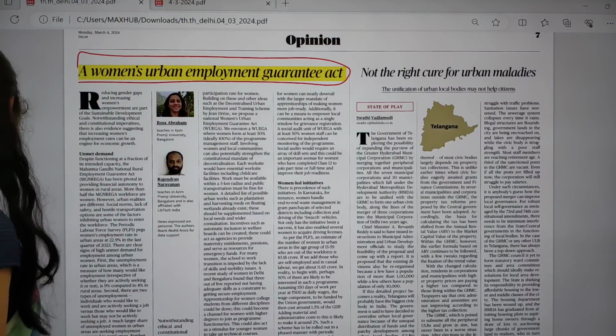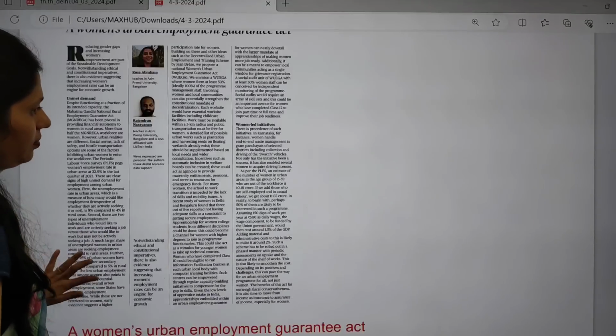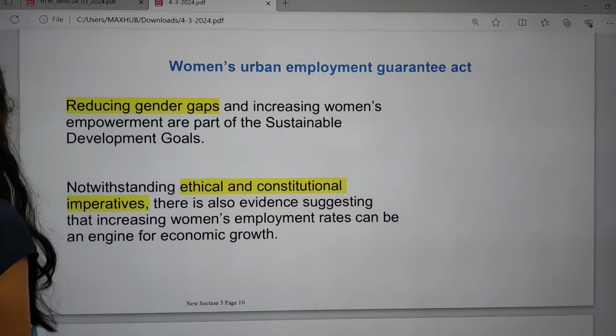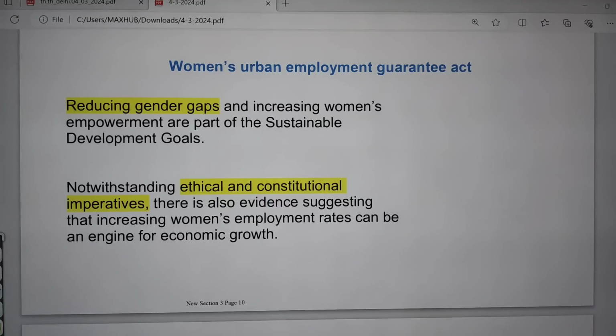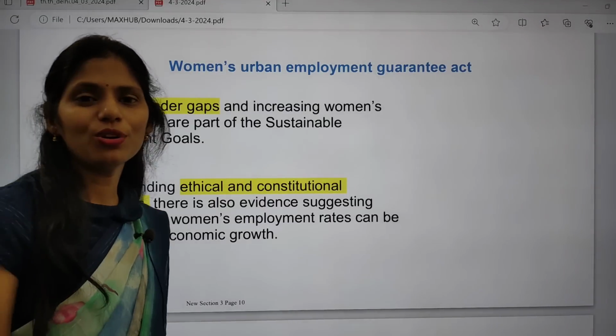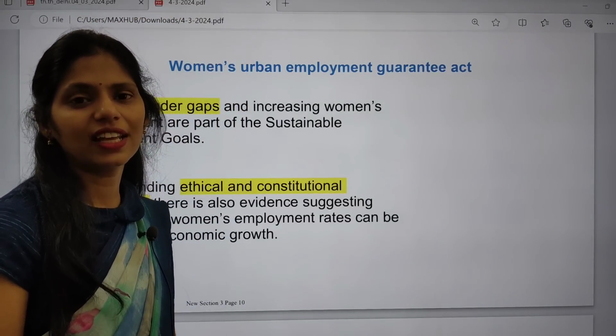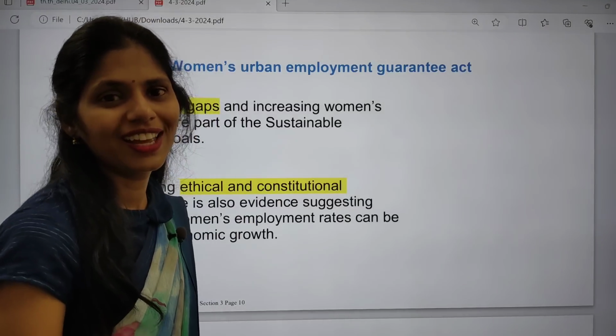So now let us see this topic. It is of utmost importance. Here this article is saying that yes, there is a gender gap. So please let me know, do you know any facts regarding the gender gap index?